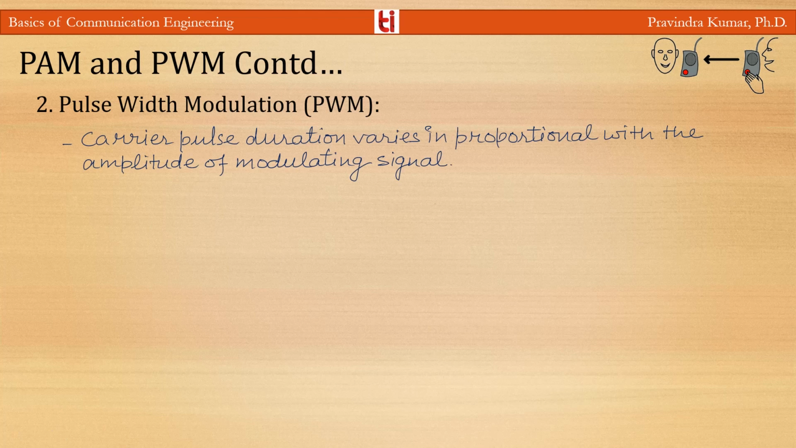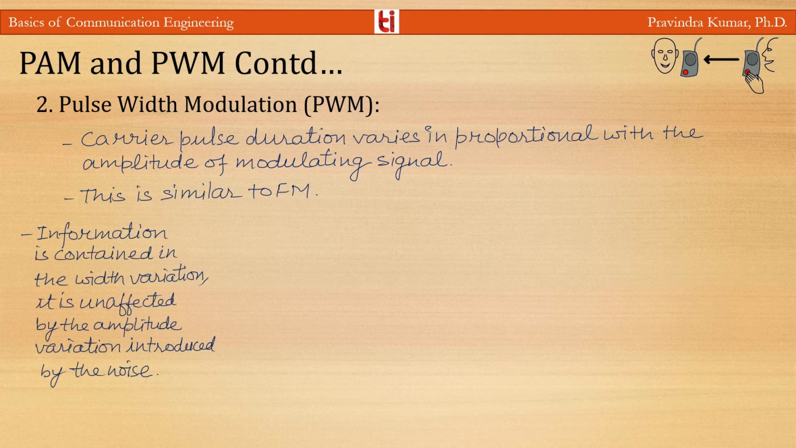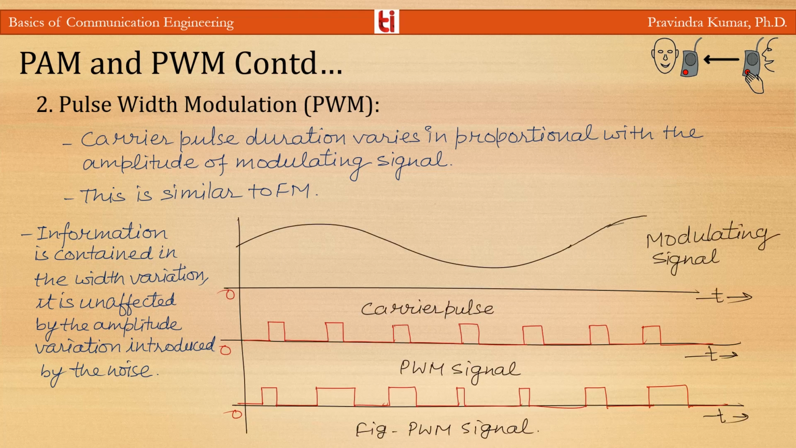The other type of analog pulse modulation is pulse width modulation, in which the carrier pulse duration varies in proportion to the amplitude of the modulating signal. So the information is contained in the width variation, and this is similar to FM. As noise is normally additive noise, it changes the amplitude of the PWM signal, and as the information is contained in the width variation, it is unaffected by the amplitude variations introduced by the noise. So the PWM system is more immune to noise than the PAM signal.